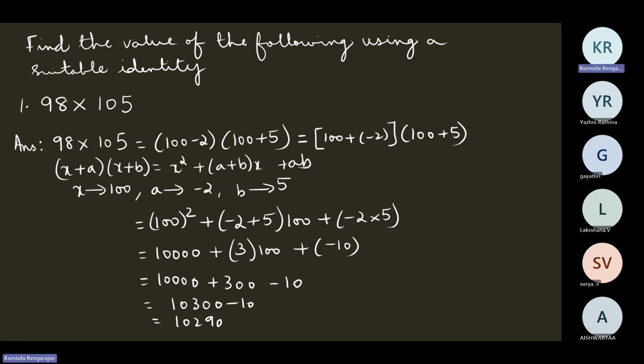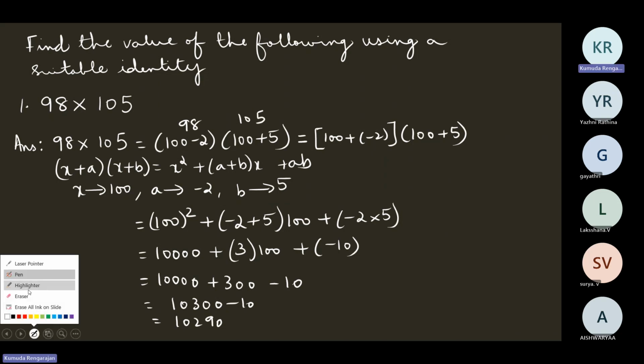So 98 into 105. Both the numbers can be expressed using 100. 98 is 100 minus 2. 105 is 100 plus 5. Both the numbers can be written in terms of 100. (100 minus 2) into (100 plus 5). This is 98. This is 105.